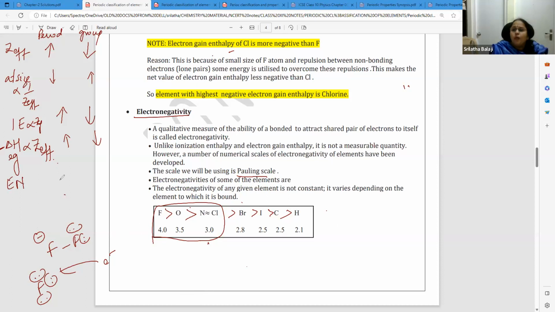Again, electronegativity. What did I tell you? Basically, it's a tendency of an atom to gain electron. It's as simple as that. It's a tendency to gain electron. What happens to the tendency to gain electron with respect to Z effective? Will it increase or decrease? More nuclear pull, is the electron attracted or repelled? Sometime back I told you.